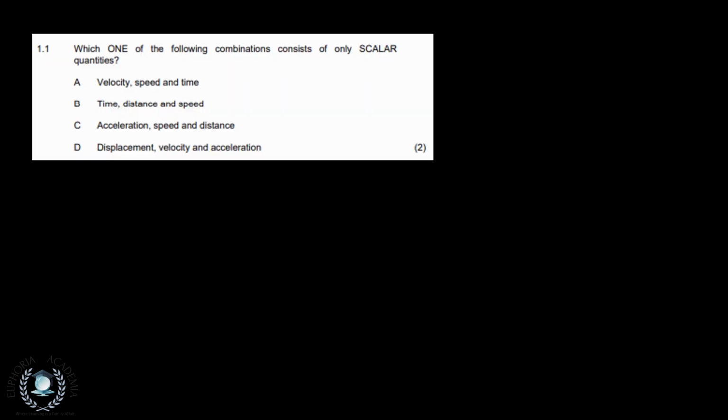Today we're going to be doing some Newton's second law, some kinematics, and squeeze in a bit of work and power calculations. So we're going to first start off with some multiple choice questions, and we're going to start with question 1.1.